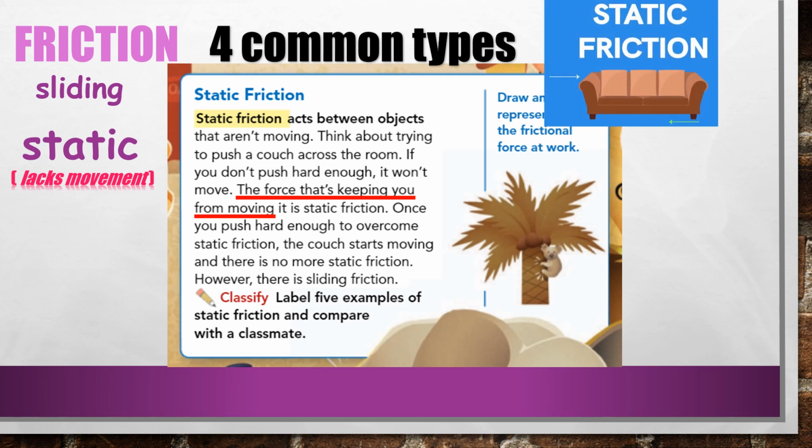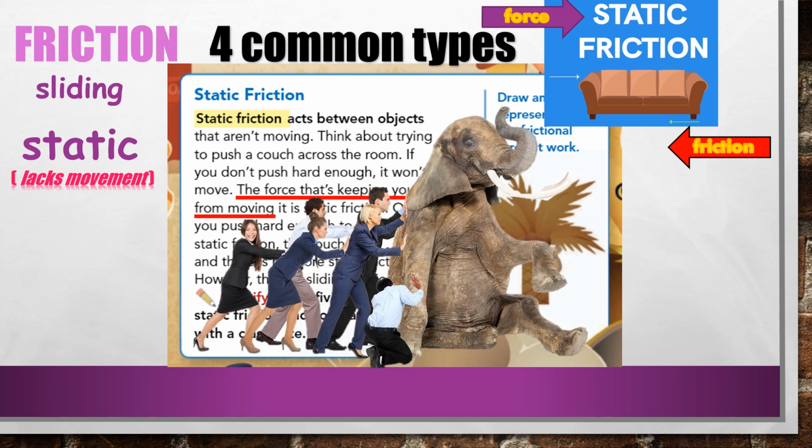For example, when I have a large couch and you're trying to push it across the carpet, you just may not be strong enough to move it across the carpet. It may be a really large, heavy couch, right? It's just sitting there waiting to be moved, right? You have to break that static friction in order for the object to move.